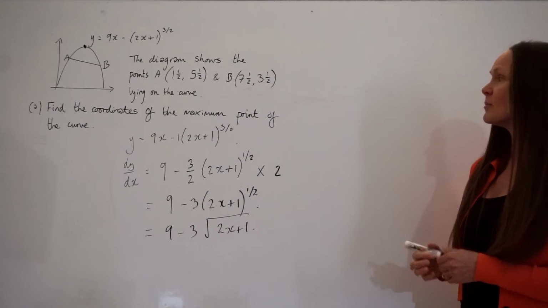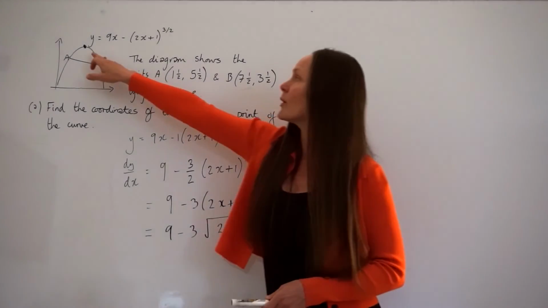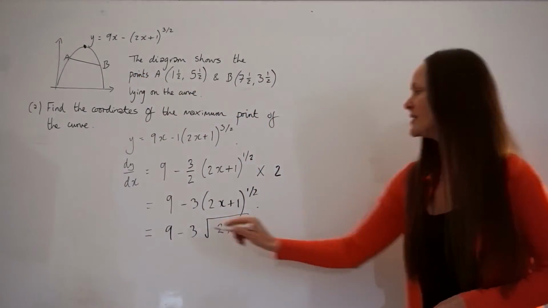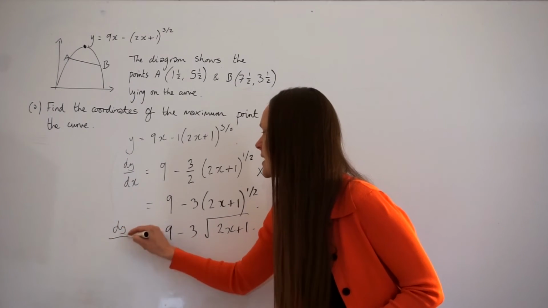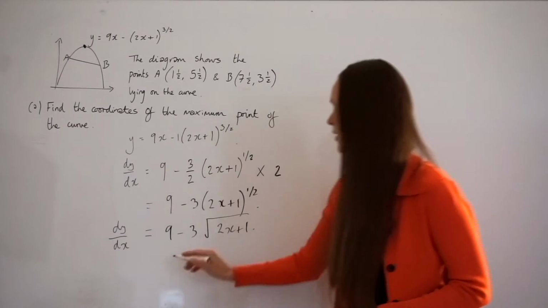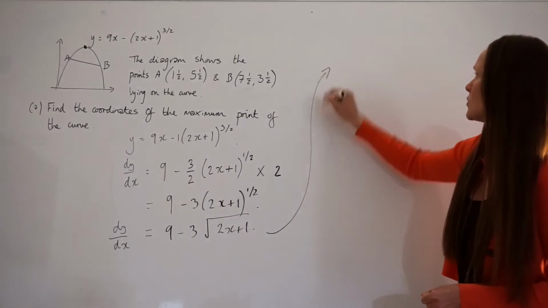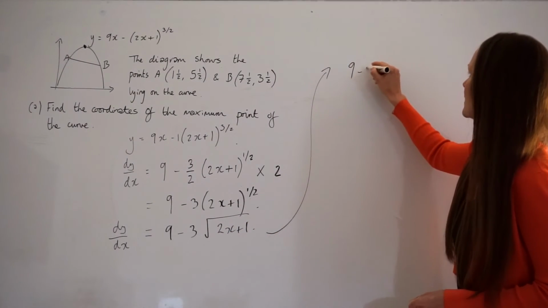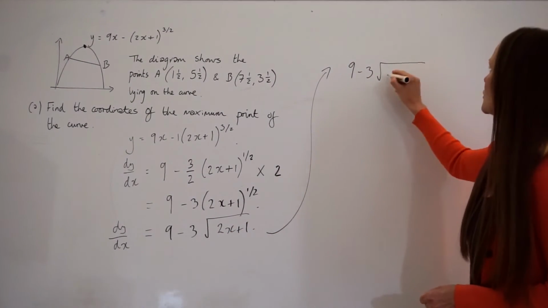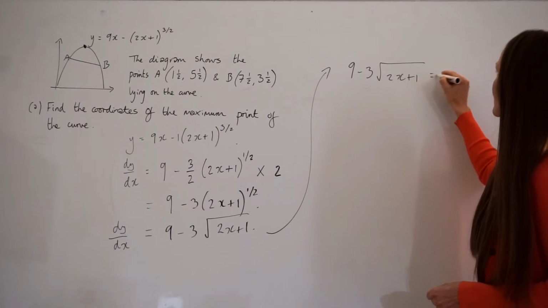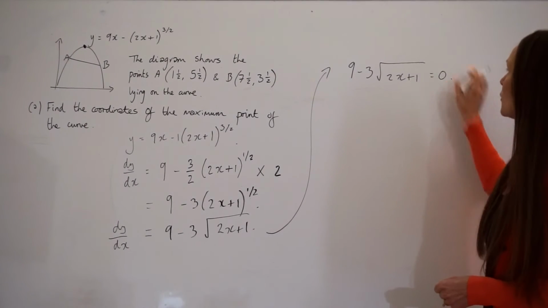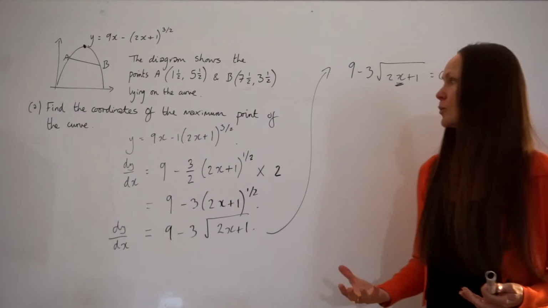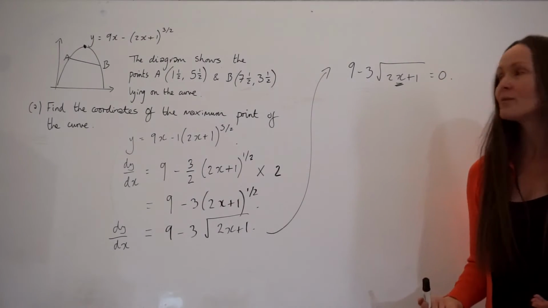So remember I said at the beginning, at the maximum point, the gradient has to equal 0, which means dy by dx, which we just worked out, has to equal 0. So that's my next step. I'm going to put this equal to 0. So 9 minus 3 root 2x plus 1 has to equal 0. And now if I solve this equation to work out x, it's going to give me the x-coordinate of the maximum point of the curve.